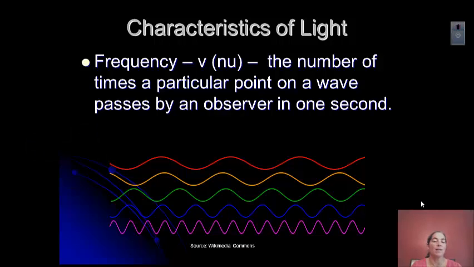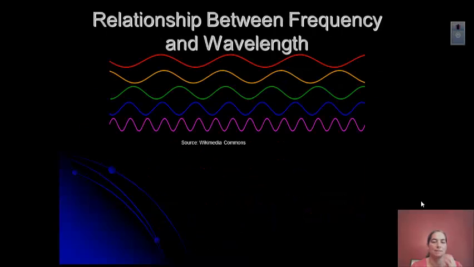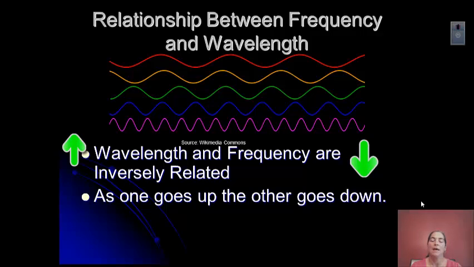So we want to think about that relationship between frequency and wavelength. The frequency is measured in hertz. Hertz is also equal to 1/seconds, and that'll be important when we do calculations. So wavelength and frequency are inversely related. If wavelength increases, frequency decreases. As one goes up, the other goes down.